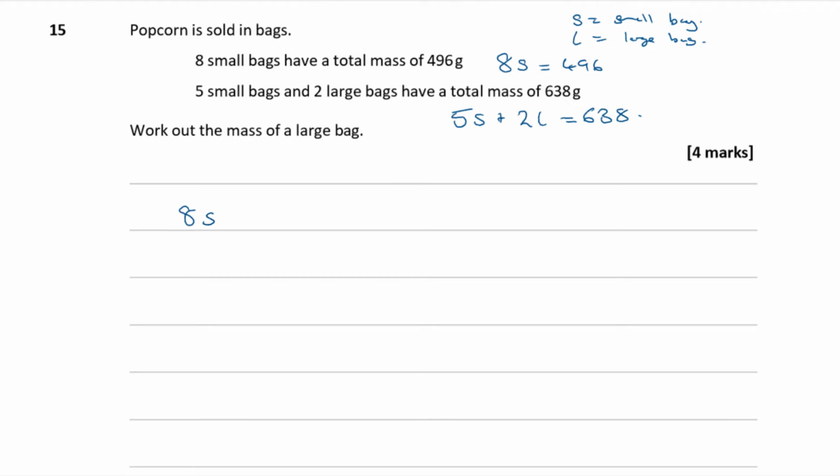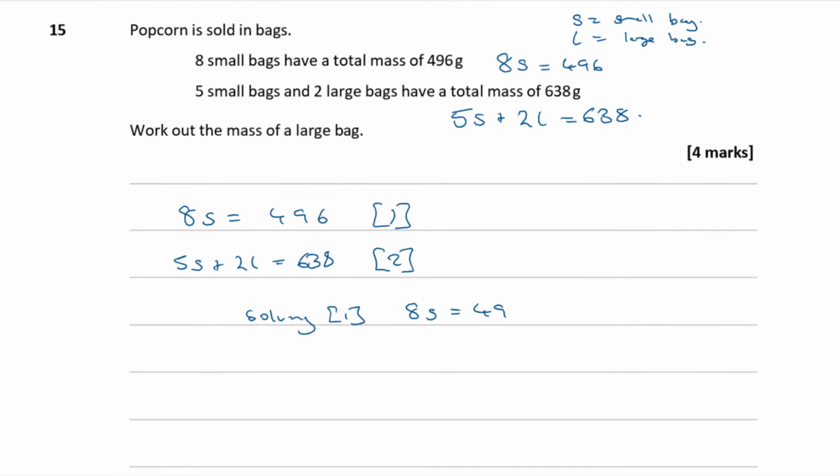I've got 8s equals 496, and I've got 5s plus 2l is equal to 638. So that's my equation 1, my equation 2 from the information I've been given. Now I can take equation 1 and solve it, can't I? So solving equation 1, 8s equals 496.